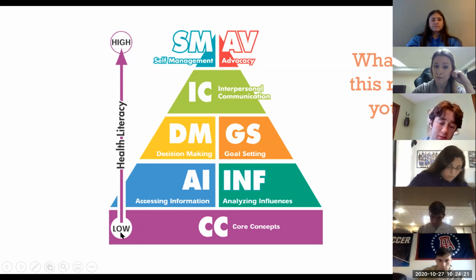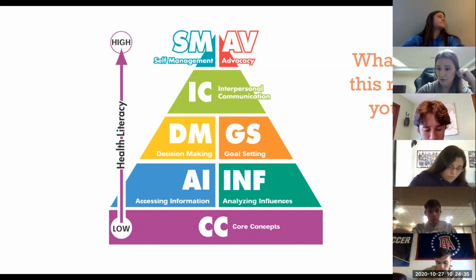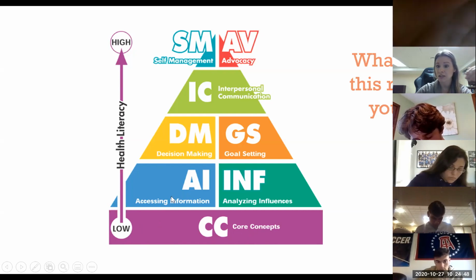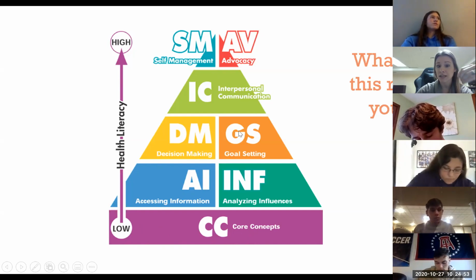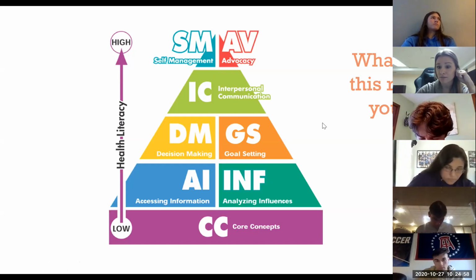So notice at the very bottom, you have low health literacy if all you know are those core concepts or that basic knowledge. You're not very health literate if all you can do is understand information. You become more health literate. So notice that arrow on the left-hand side going up. You become more health literate as you gain these other skills. So as you learn to access information, analyze influences, start with decision-making, goal setting, interpersonal communication, and moving up to self-management and advocacy. Do you see that on the triangle? Can you see that?